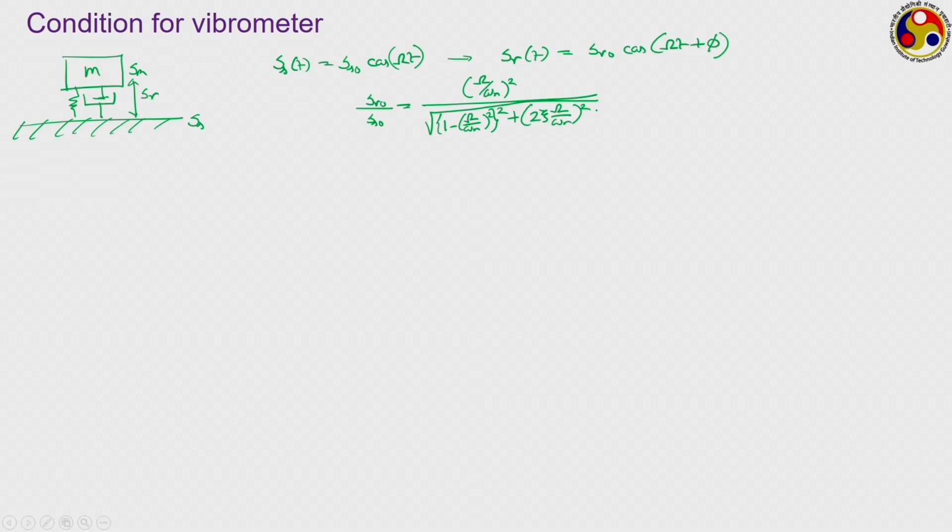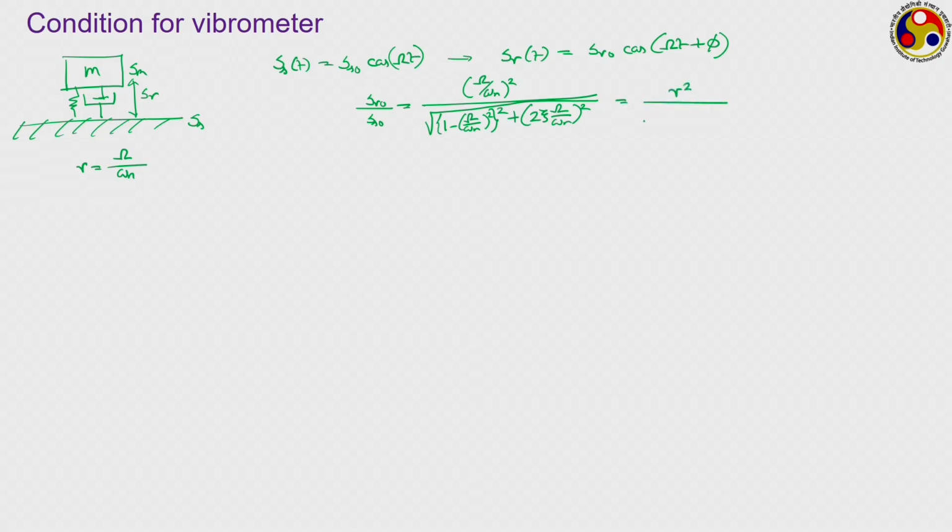Here omega_n is the natural frequency, so omega upon omega_n is some kind of frequency ratio. So, let us indicate this one as R, which is the frequency ratio, that is the frequency of the imposed vibration to the natural frequency of the system, and zeta is the damping coefficient ratio. So, in terms of R, if we simplify, then we get a much simpler form to deal with.